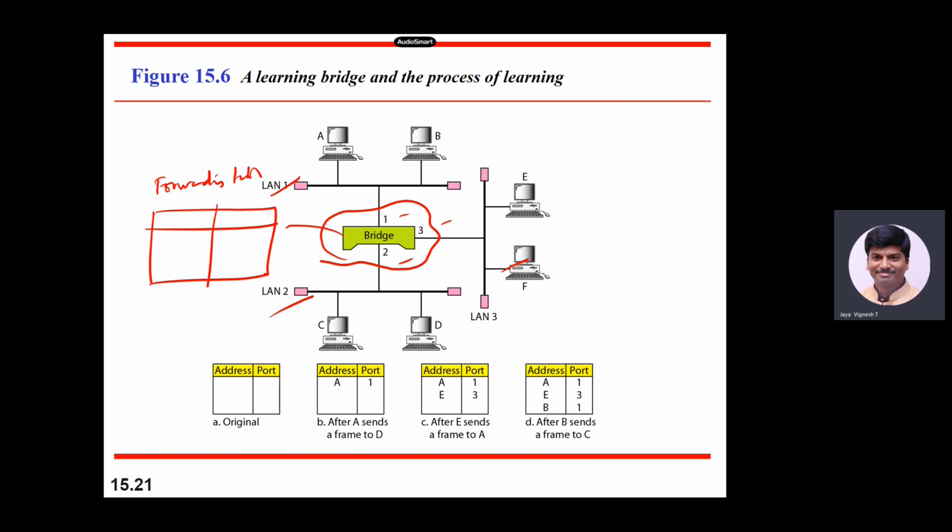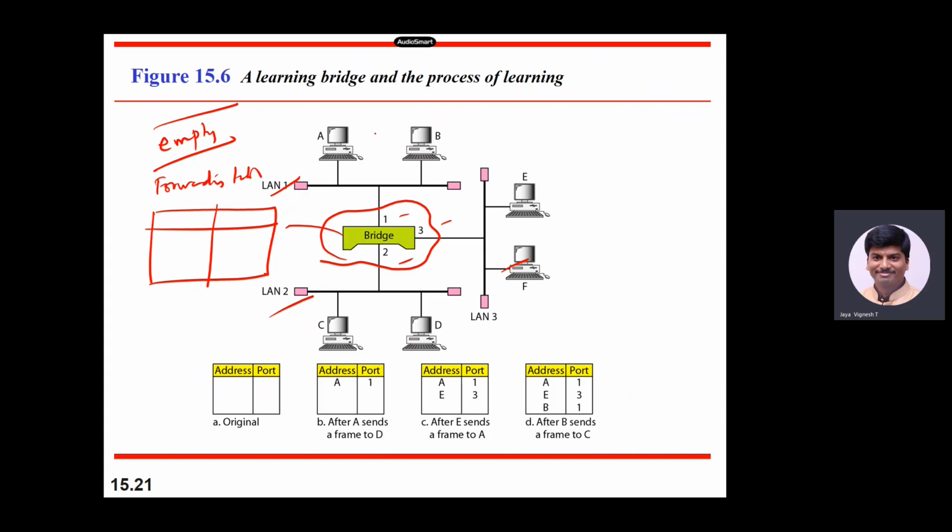We all build our intelligence only through learning, right? In the same way, the bridge is going to make itself intelligent by learning what's happening in the entire LAN. So initially, the bridge forwarding table is empty. But now, as devices start generating frames, we will look at how it works.